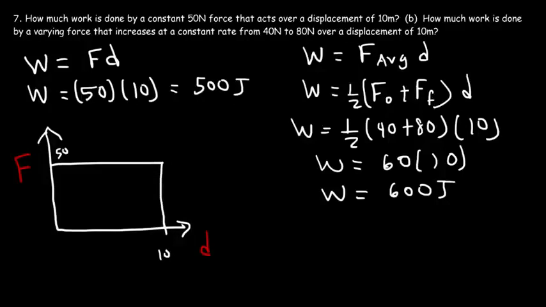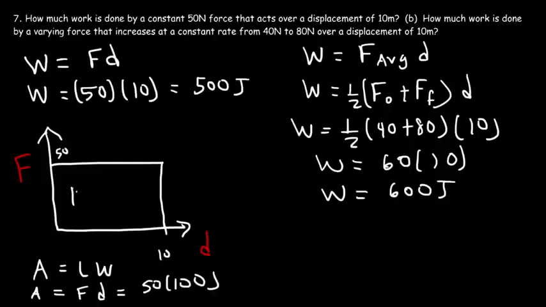So if you have a force-displacement graph, the work done by this force is equal to the area under the curve. And so what we have is a rectangle. The area of a rectangle is length times width. So the length in this example is the force, the width is the displacement. So it's 50 times 10, and so the work done is 500 joules.